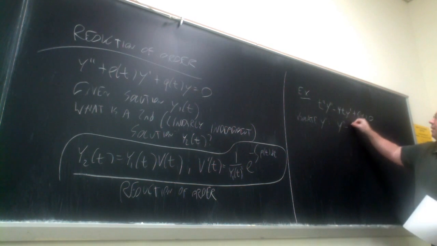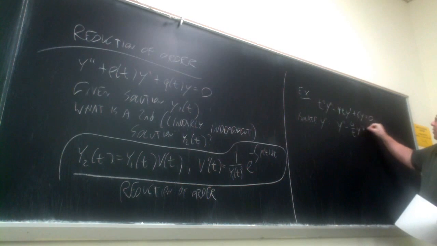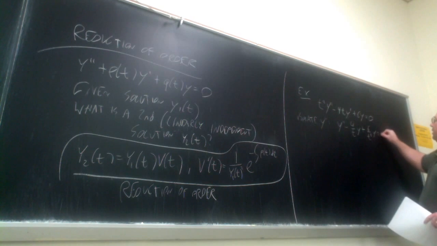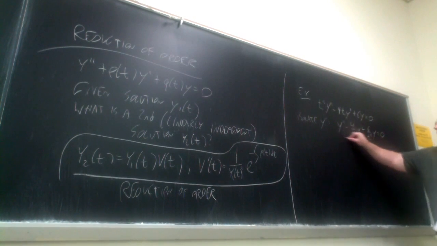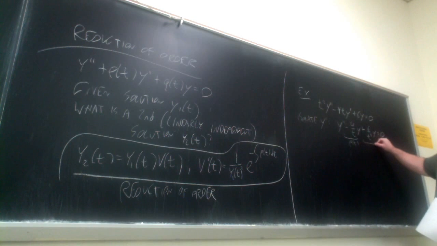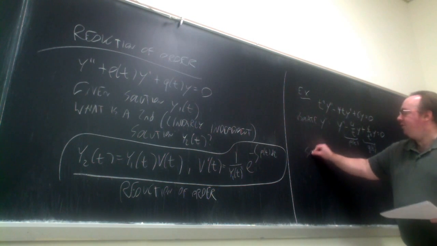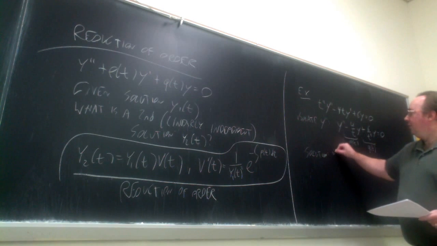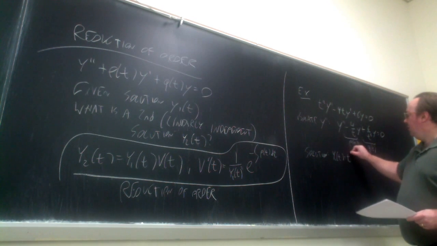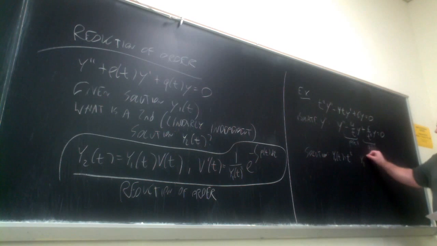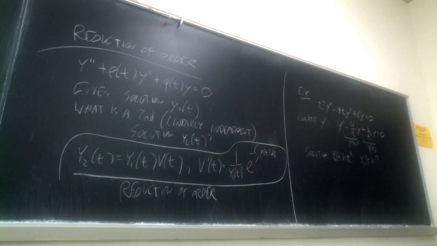So we have y double prime minus 4 over t y prime plus 6 over t squared y is 0. So this gives us our p of t. And not that we need it for this example, but this is our q of t. You can just take it for granted, or you can confirm it yourself if you like. A solution of this equation, or y1, is t squared. So the question now is, what is y2?